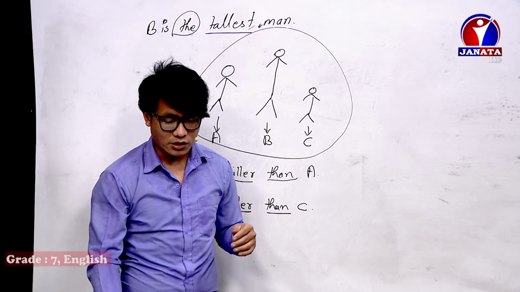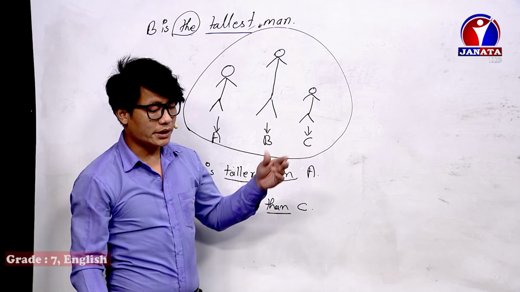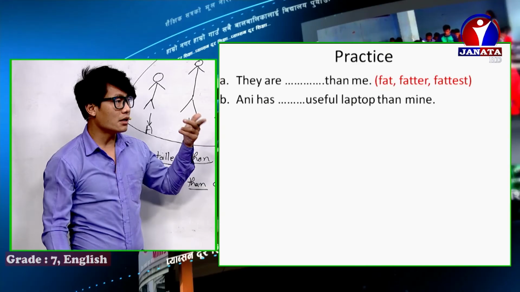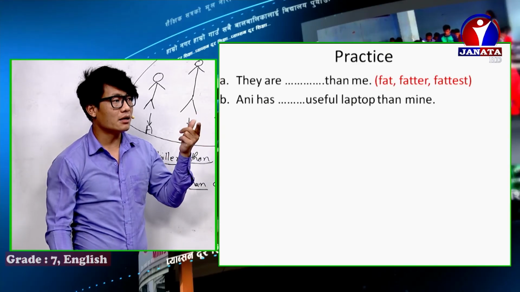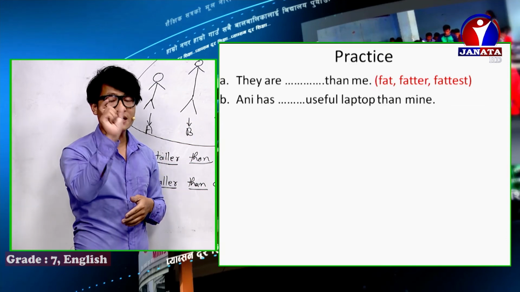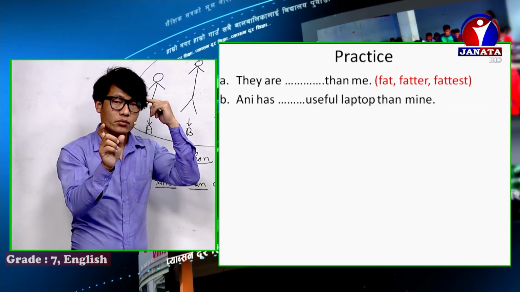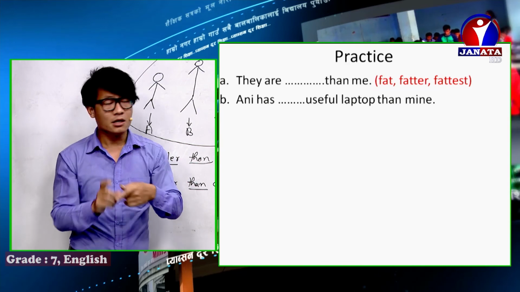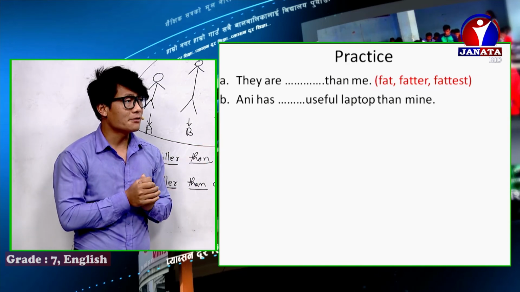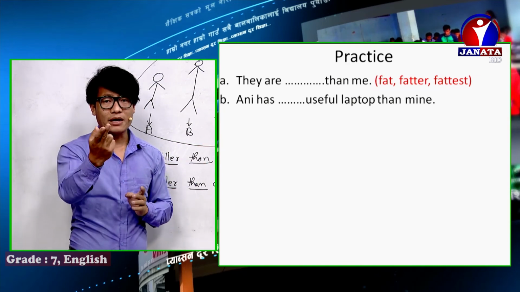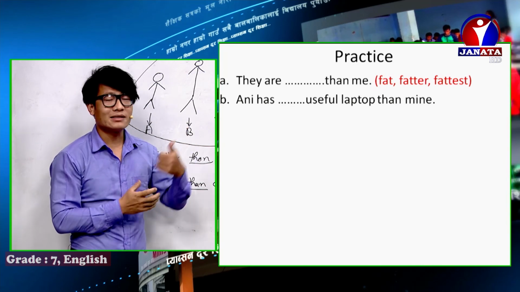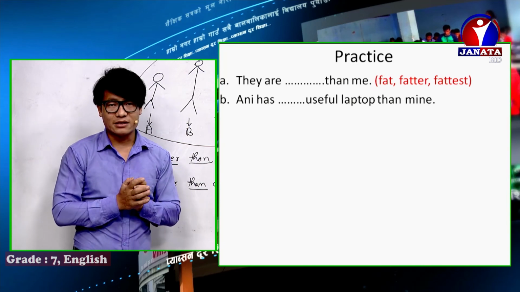Now let me ask you some questions. They are ___ than me. When there is the word "than", we need to know that we must use the comparative degree. So what is the comparative degree? Fatter and fattest. The comparative degree is fatter. So the answer is: they are fatter than me.